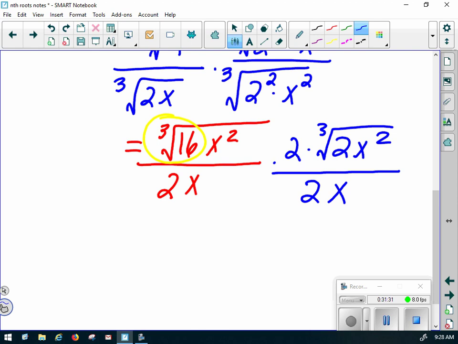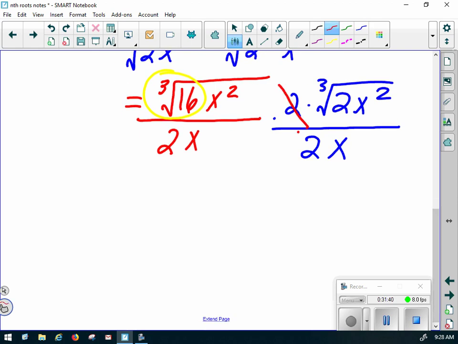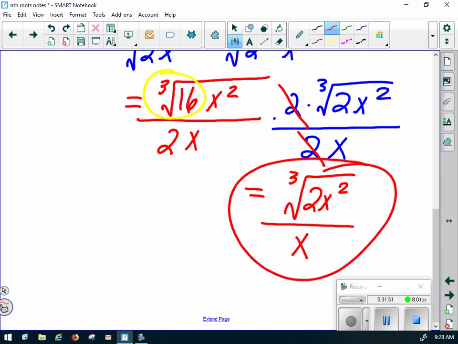Do you see anything? What do you see? The 2's will factor out. So this is your answer, okay? The cube root of 2x squared over x. But you can do it one step at a time, okay? You can do this. All right, I think we have one more to look at.